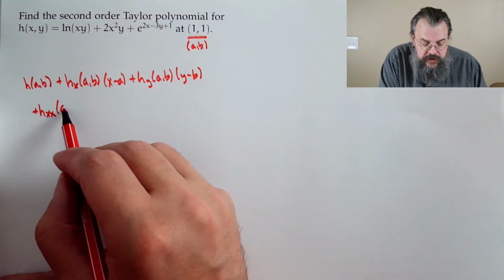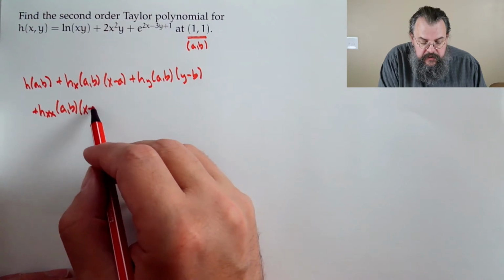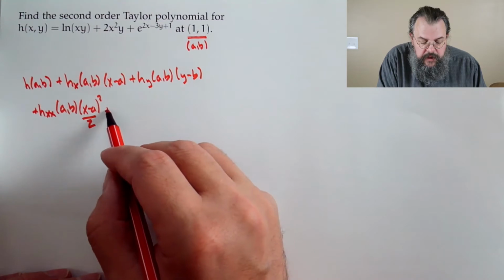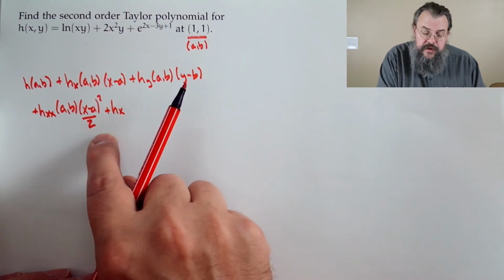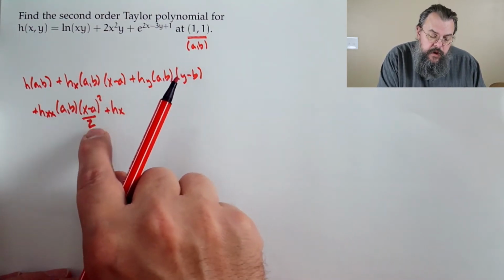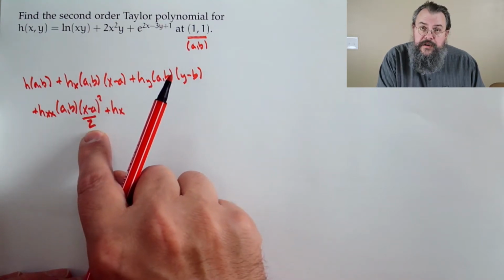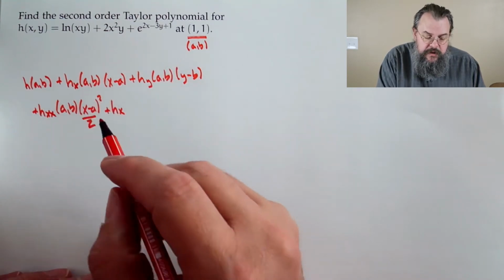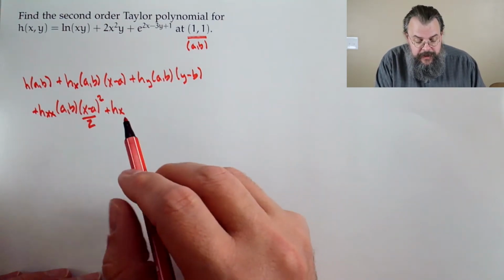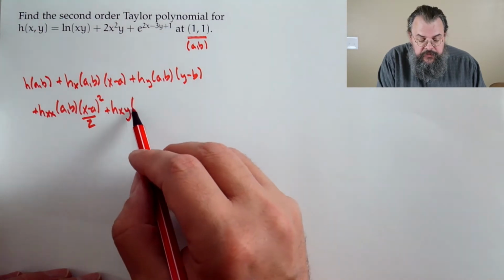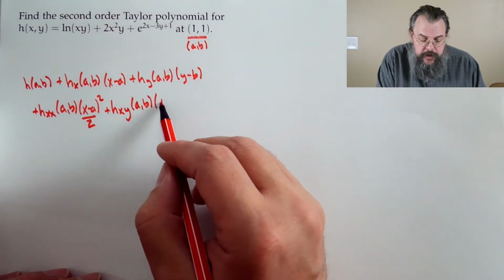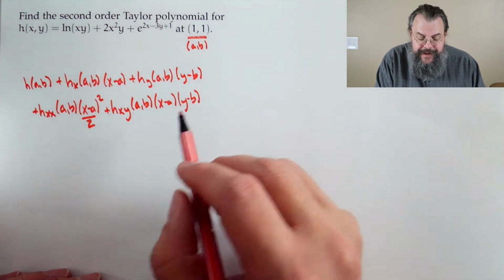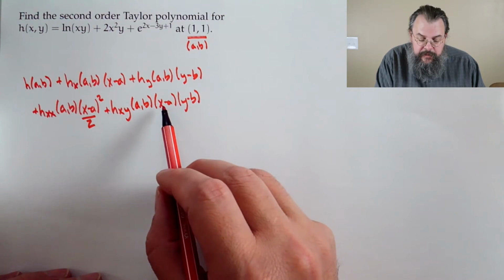h_xx, second derivative, at (a, b), times x minus a squared, divided by 2, plus, and the reason we need to divide by 2 is when we take the derivative twice, we bring a 2 down, and then we bring 1 down. So we need to have that over 2 to compensate for the 2 that comes down later on. All right, h_xy. Now, I say later on, we're actually not going to take derivatives, but if we were, we would need it. All right, h_xy times x minus a times y minus b.